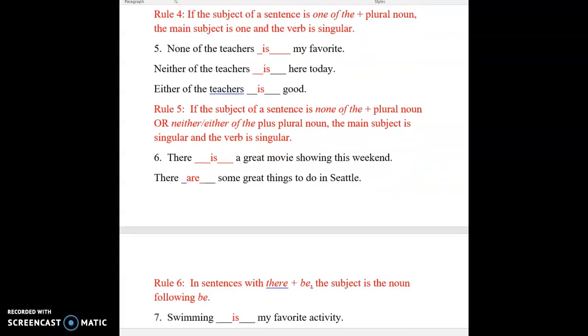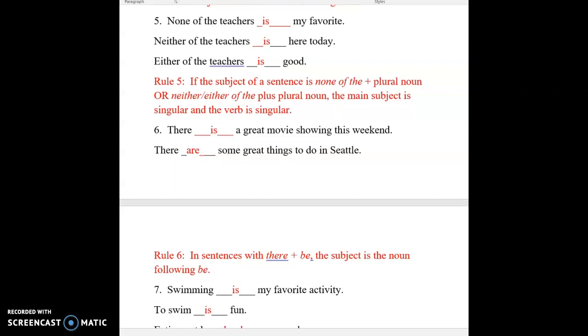Rule number 6 is in sentences that begin with there plus the be verb, like there is or there are, the subject is the noun following be. So there is a great movie, because here a great movie is the noun, and it's a movie, so it's single. So you can check this by seeing a great movie is showing this weekend.